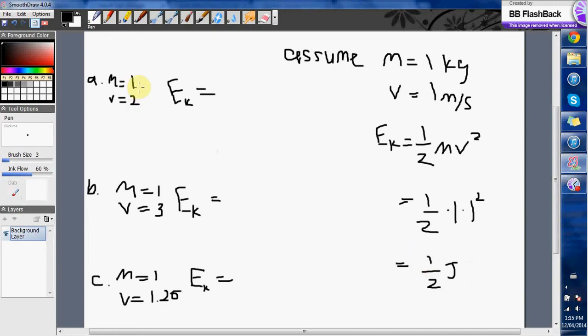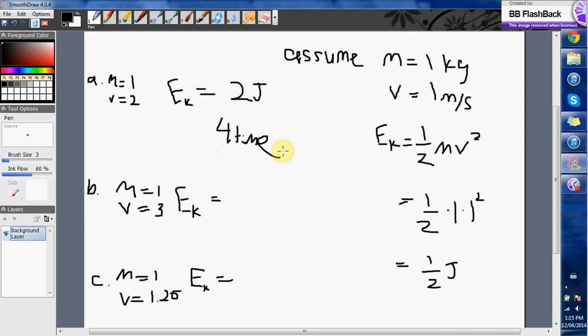And for A, it asks us to double the velocity. So I just take 1, multiply it by 2. I can use this formula again, and I'll throw all the values into my calculator, and I get 2 joules. And 2 joules is 4 times 1 over 2 joules. So the answer for A is 4 times.